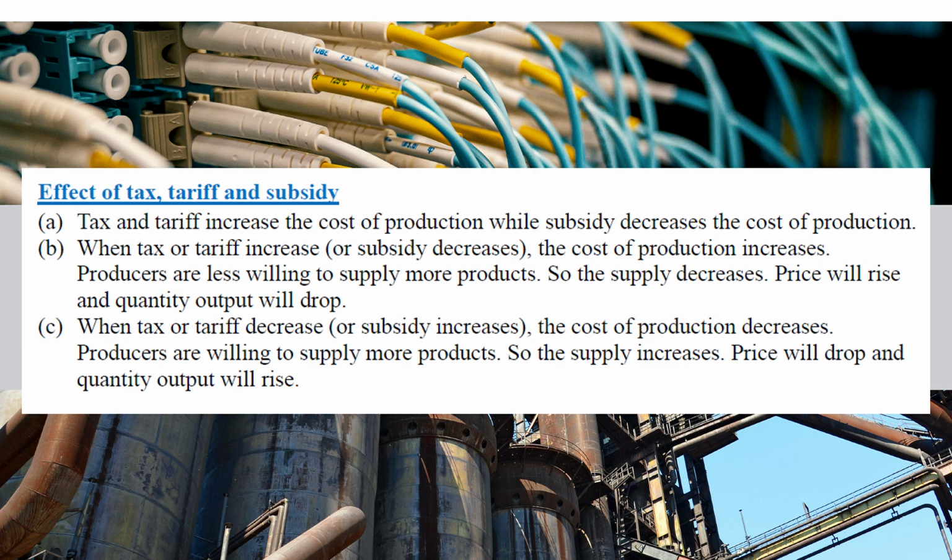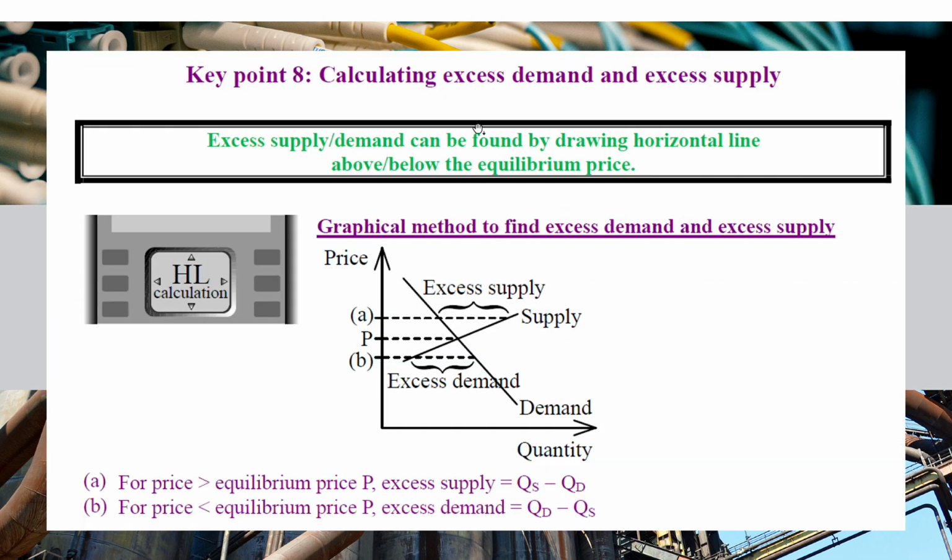Be an active learner. So this is the calculation of the excess demand and supply. Very easy. Remember, equilibrium is the point of intersection. Equilibrium is the same price, one quantity. And what is the excess demand and supply? Draw a horizontal line. For the price above it, there is excess supply. Price below it is the excess demand. Very easy.